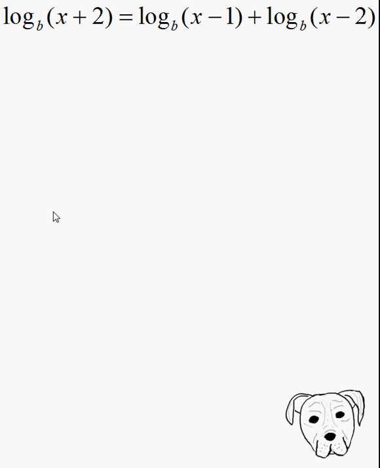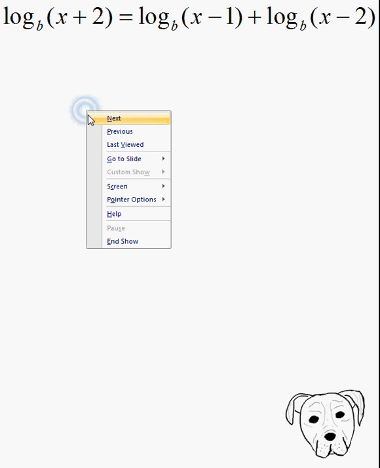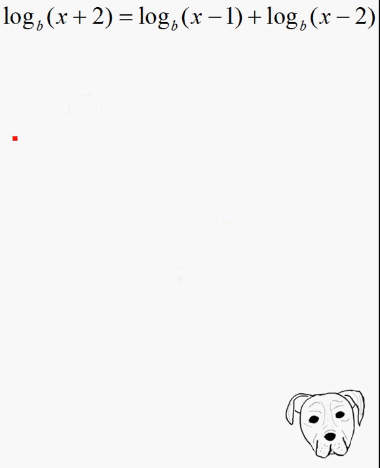Let's solve a logarithmic equation. So this one looks sort of complicated, but if you can use your rules, then you can actually rewrite this and it becomes a fairly straightforward problem.